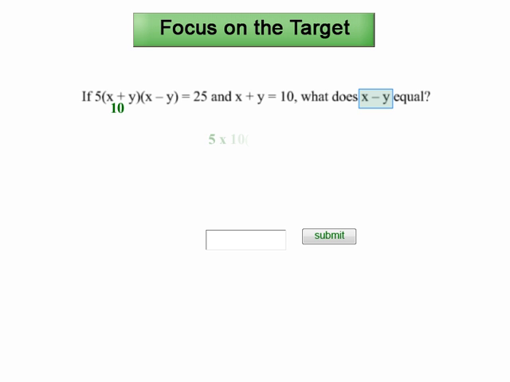That gives me then the equation 5 times 10 times x minus y equals 25. Well, 5 times 10 is 50, and if I divide both sides by 50, I get x minus y equals 25/50ths, or 1/2. Focus on your target. It's crucial for problems like this.